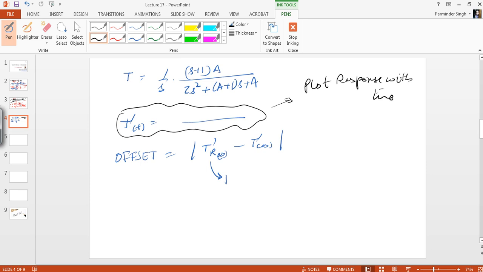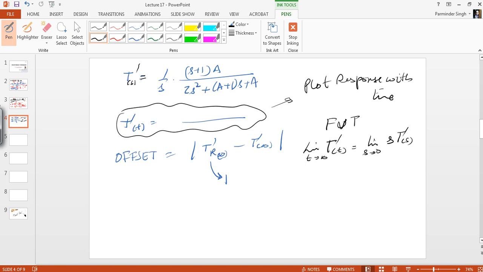How do we calculate this T dash at infinity? We can use the final value theorem over here. The final value theorem says the limit as t approaches infinity of T dash is nothing but the limit as s approaches 0 of s times T dash of s. So T dash of s is this part, multiply by s and then put s equal to 0.